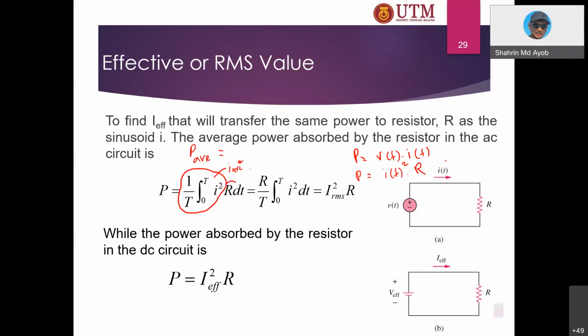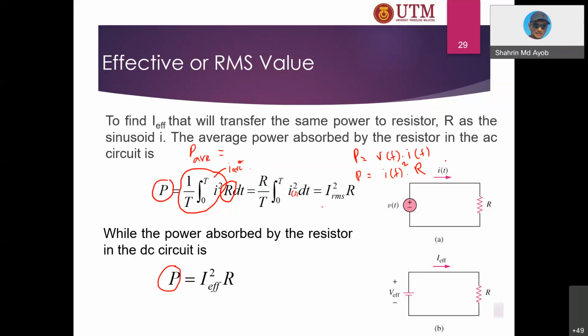And R is actually a constant, so you can take out the R, so you have R over T. Then integrate from 0 to T, i squared, so this is actually I_T. This is the power that produces the same power as the DC circuit. For the DC circuit, it is very straightforward: I, which is a DC current, I squared R.